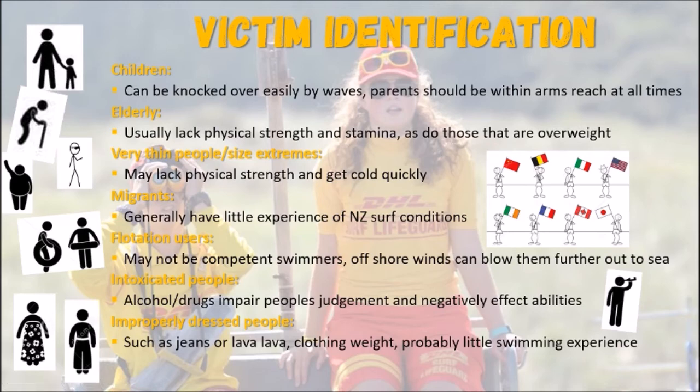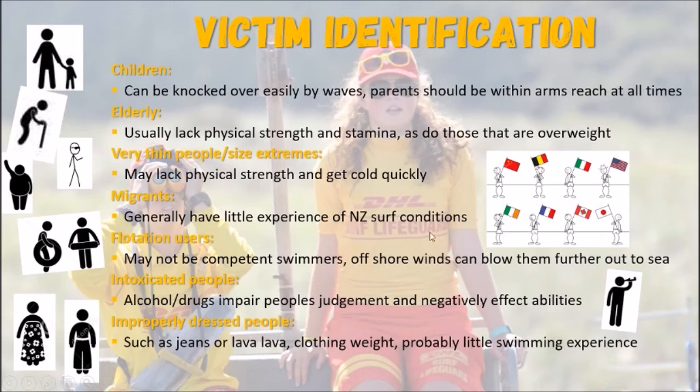Elderly, they usually lack physical strength and stamina, and that's the same as overweight or size extremes as well. So you'll find, I've seen a lady get knocked over by a wave before, and because she was old, it was only a tiny wave too. She couldn't actually stand up, and the next wave came over. We're talking like knee-deep water, but because she was old, she couldn't get up, and a lifeguard had to go and assist her. Very thin people, they get cold really easily, and they lack physical strength.